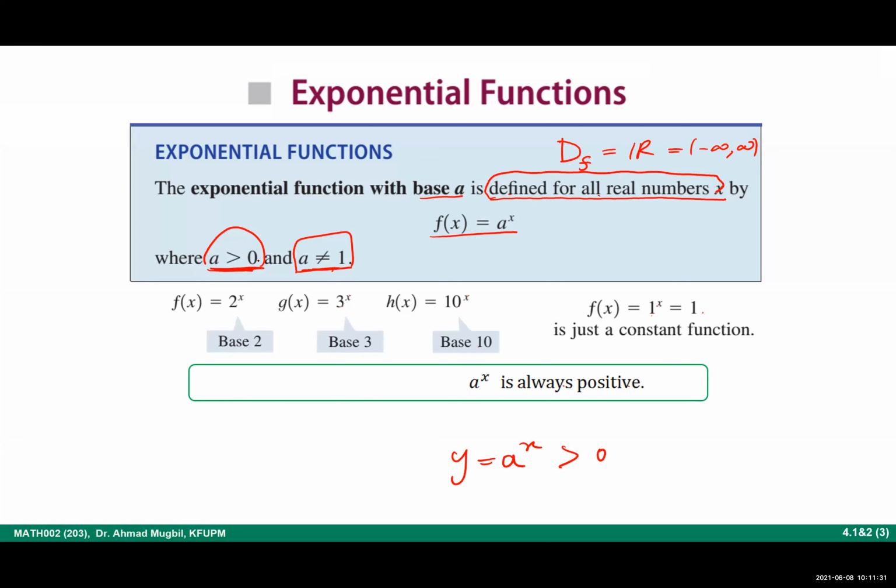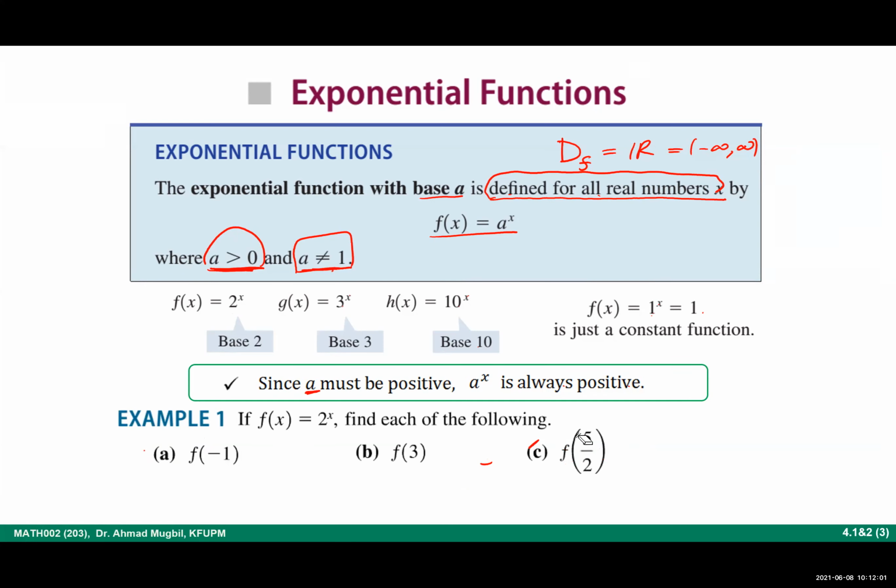For any a greater than 1, any a not 1, for any real number x, why is it always greater than 0, Shabab? If you have a positive number a, when you raise it to any real number, it will be positive. Take any example, we will see that in the next example. So a to the power x is always positive because a is positive.